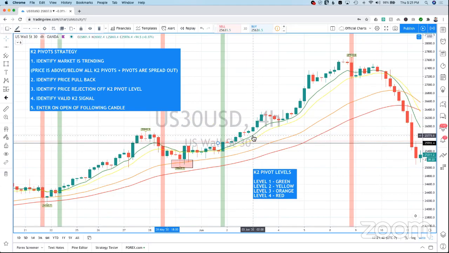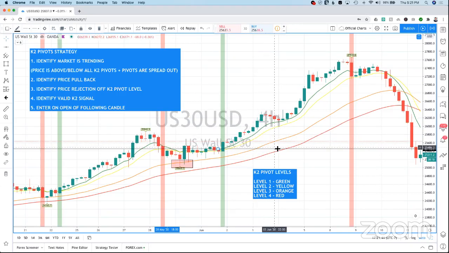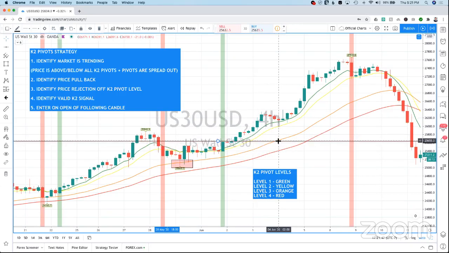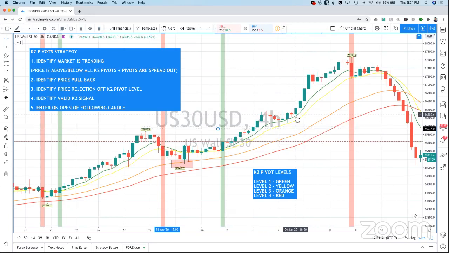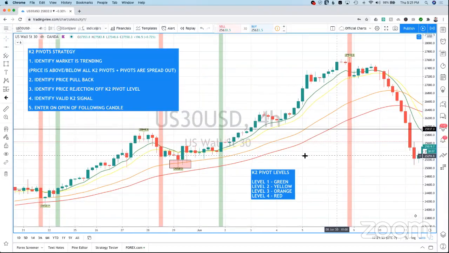I wouldn't leave it at the level 1. That's a little too close. I think level 3 would probably be the best. So as price continues to move up, you just keep sliding your stop loss to the level 3 pivot, because these pivots are dynamic. As price moves, it continues.